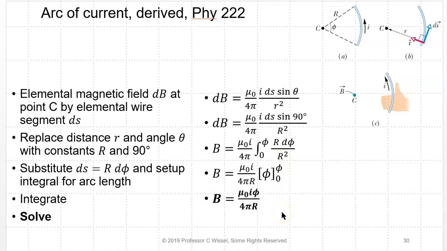And we do the integration, we wind up with B equals mu naught I over 4 pi times big R times the phi taken from 0 to phi. And that just becomes B equals mu naught I phi over 4 pi R. Again, the right-hand rule on this is you grab the wire arc with your fingers pointing close to the center, your thumb pointing along the direction of the current in the wire. And the direction of the fingers, in this case, is pointing at you out of the page, and that's the direction of the magnetic field in the arc.